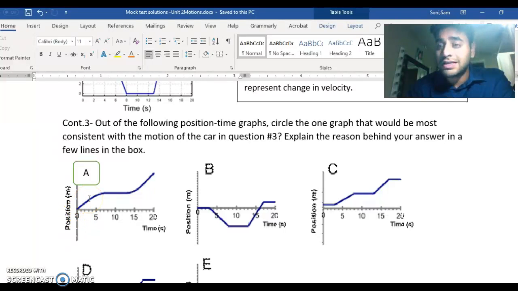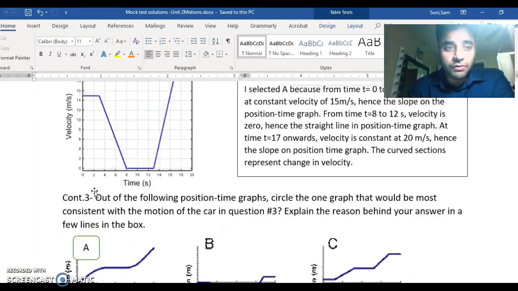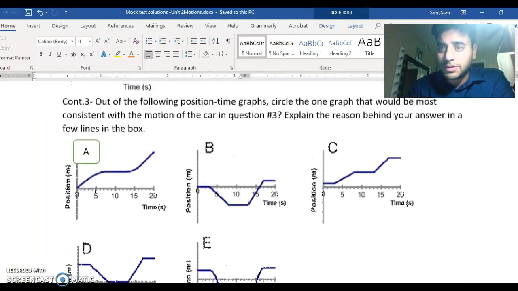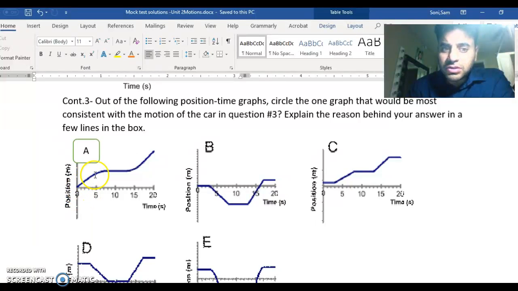What is velocity? That is the slope of the position time graph. So the slope of the position time graph is going to be a constant 15 meters per second. So you'll see a constant slope. Do you see a constant slope anywhere else? No, this starts with a plateau.